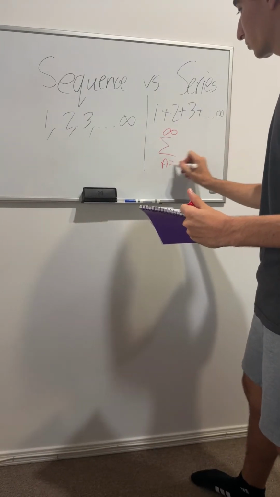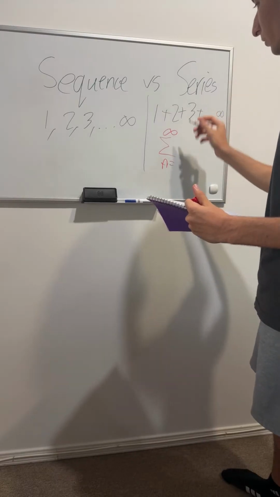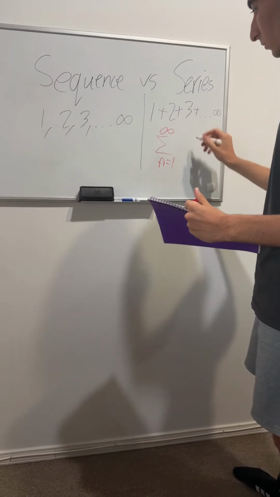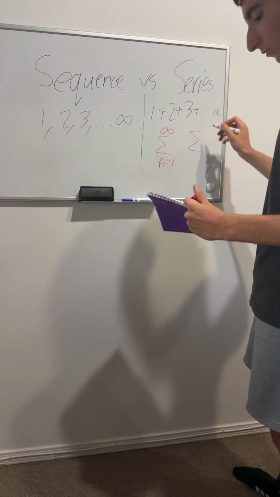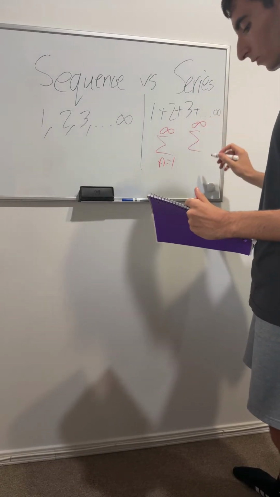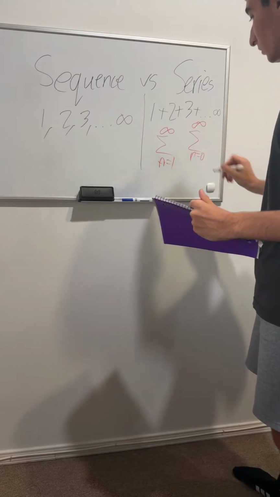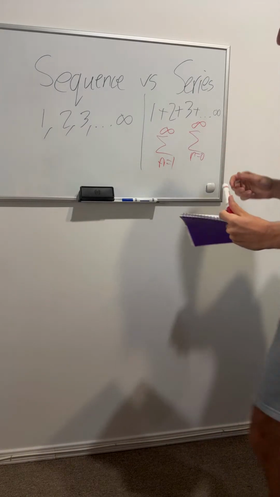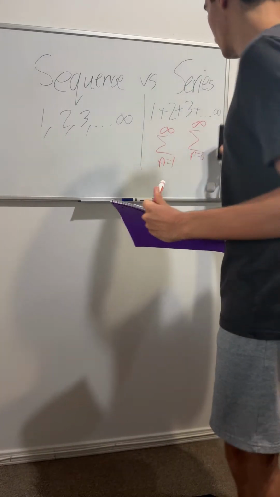n equals, say, 1, and then, or just, infinity, n equals 0. Those are some examples of sigma notation. Okay, so what next?